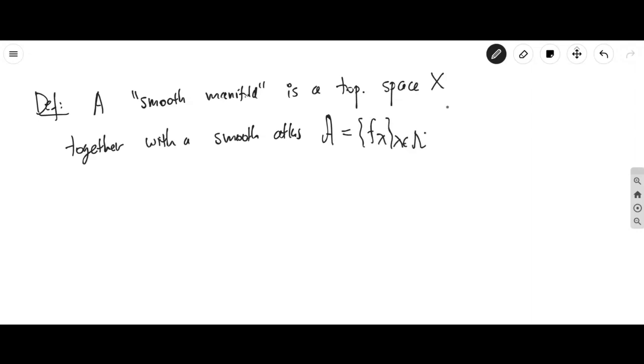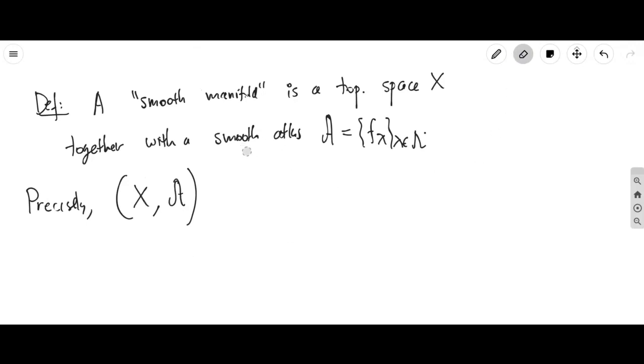So that is the definition of a smooth manifold. If you want to be a little bit more precise, you would often write (X, atlas). Okay, so it's a pair. It's a topological space together with a smooth atlas.